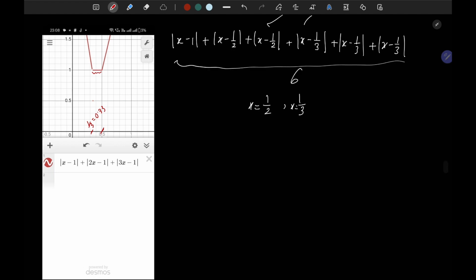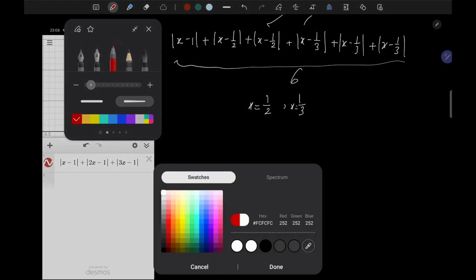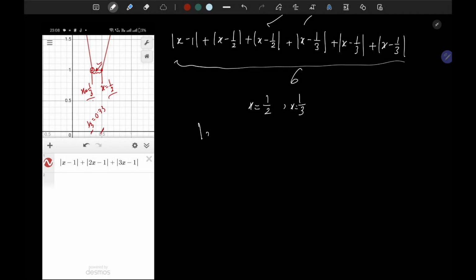We can see in the graph, this is the point that corresponds to x equal to 1/3, and this is the point that corresponds to x equal to 1/2. So rightfully within these 2 points we have your minimum value, and that is equal to 1. You can cross check it by plugging in the values. The original function we had was mod x minus 1 plus mod 2x minus 1 plus mod 3x minus 1.